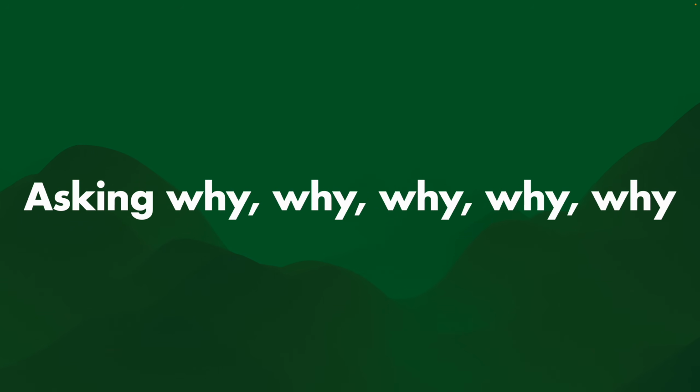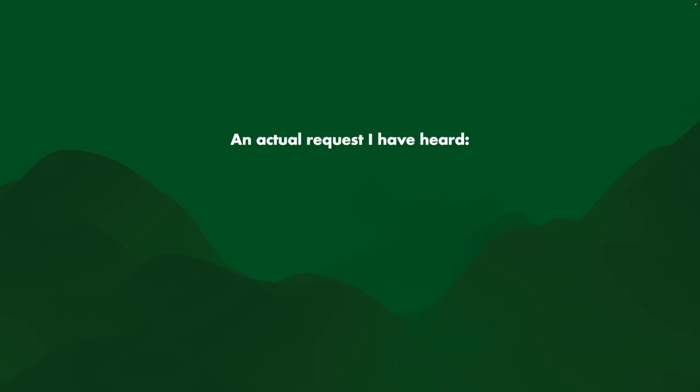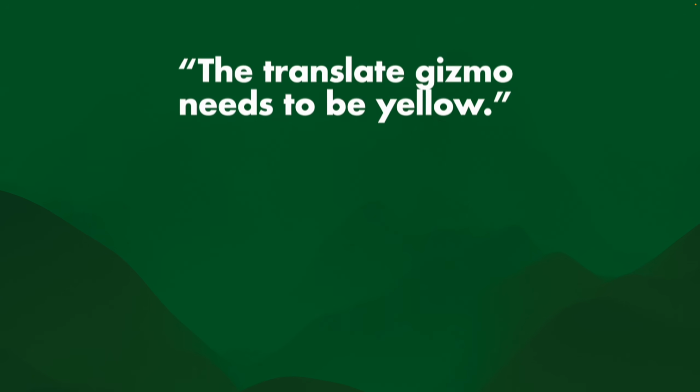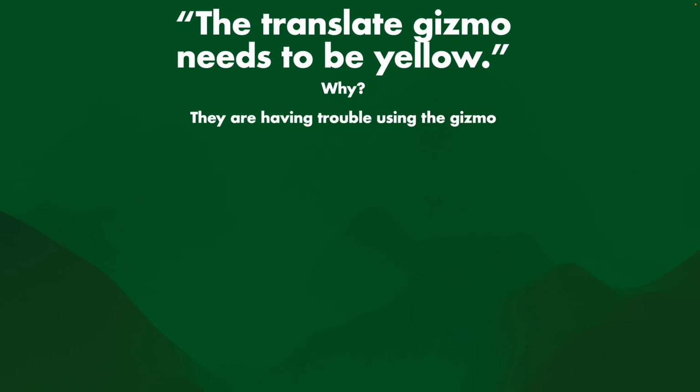And for example, an actual request I have heard is the translate gizmo needs to be yellow. Now, what does that really mean? The user comes to you and kind of goes, hey, translate gizmo needs to be yellow. What does that mean? So let's ask why. So why? Well, they're having trouble using the gizmo. Well, why? Well, the gizmo is hard to see.